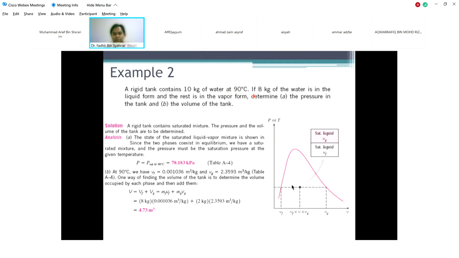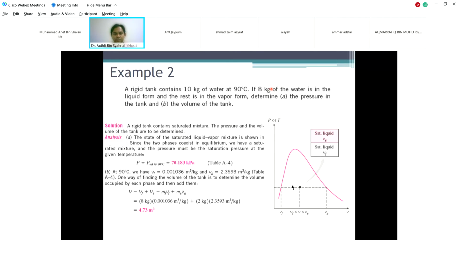What else? Second sentence: 8 kilogram of the water is in the liquid form and the rest is in the vapor form. Here 8 kilogram is mf, mass of the fluid. mf equal to 8 kilogram. The rest is in vapor form, so mg equal to 2 kilogram. So we have a lot of information here.